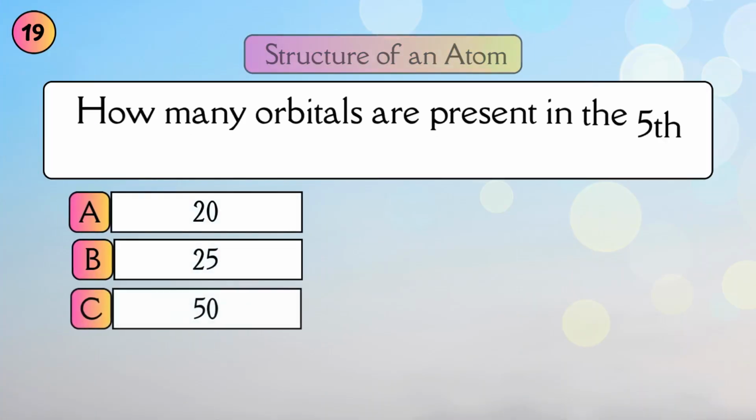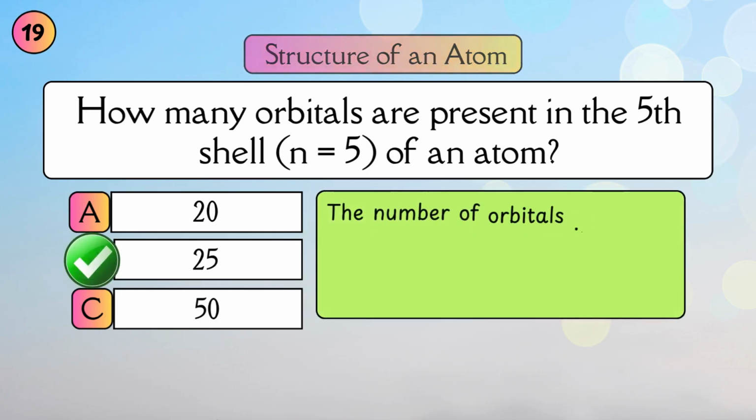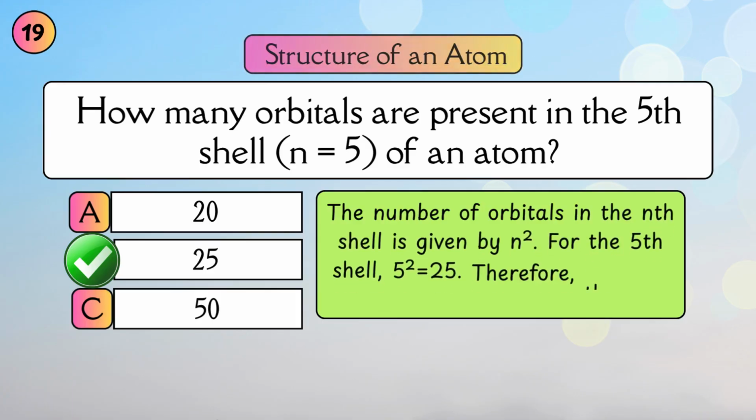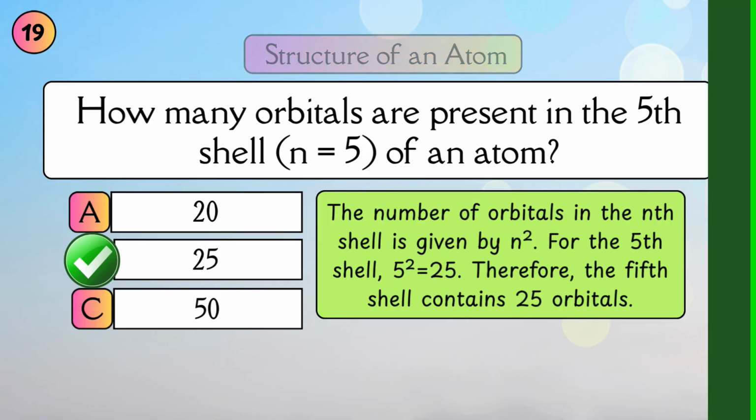How many orbitals are present in the fifth electron shell of an atom? The correct answer is 25. The number of orbitals in the nth shell is given by n squared. For the fifth shell, 5 squared equals 25. Therefore, the fifth shell contains 25 orbitals.